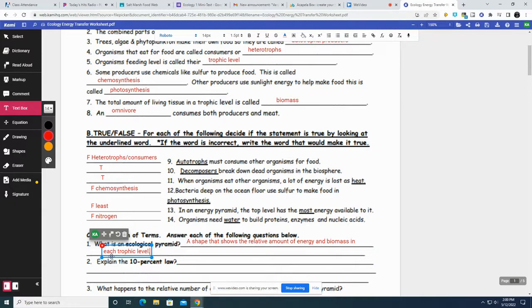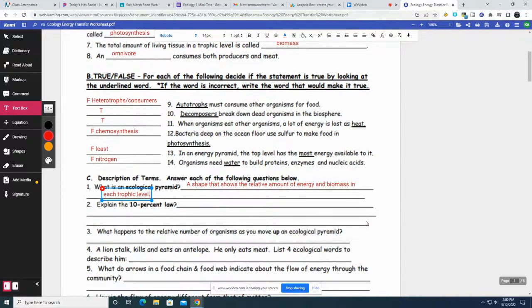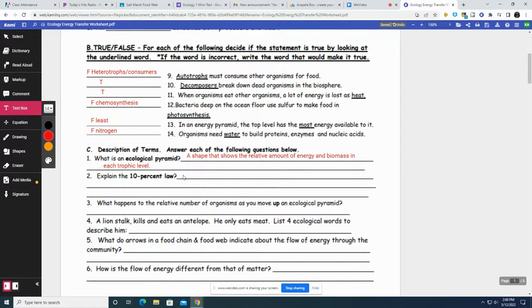And we're going to do a couple ecological pyramids on the bottom, so you'll be able to see it. Explain the 10% law. All right, that's where only 10% of available energy is passed when one organism eats another.